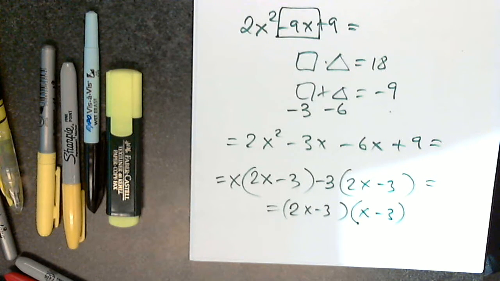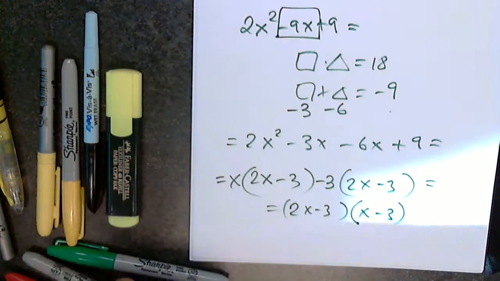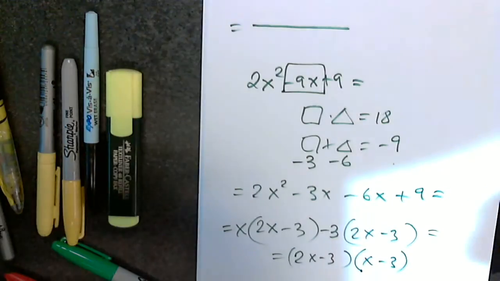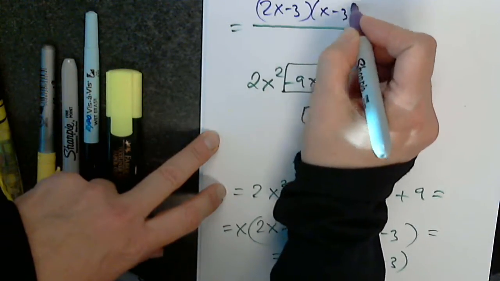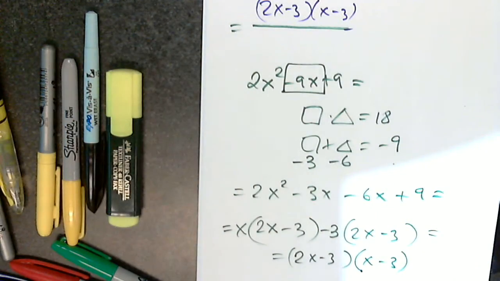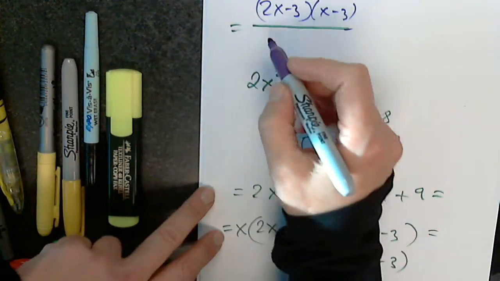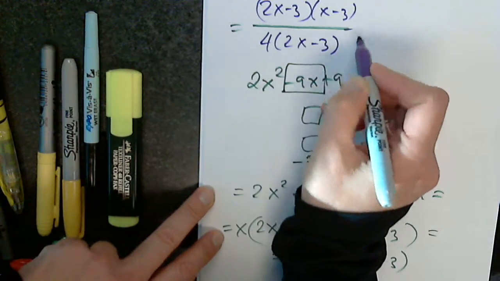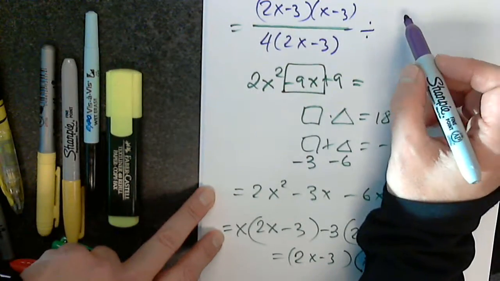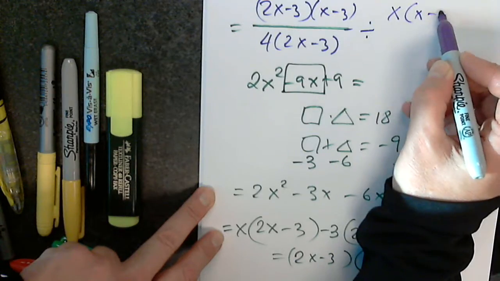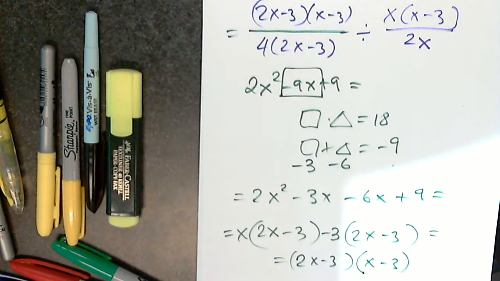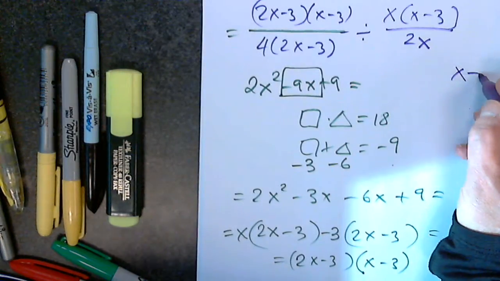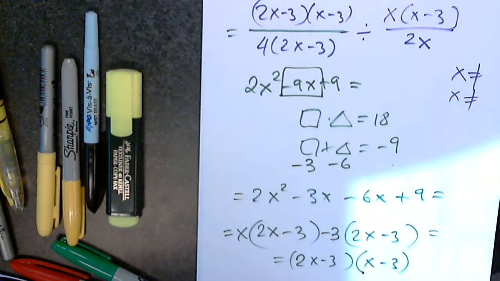I apologize, but I wanted to show all steps. Okay, so then we have the factored form as 2x minus 3 and x minus 3. Now the denominator is, right, 2x minus 3 indeed, divided by, the numerator is x times x minus 3, and then 2x. How many restrictions will you give? 2. X not equal, x not equal.